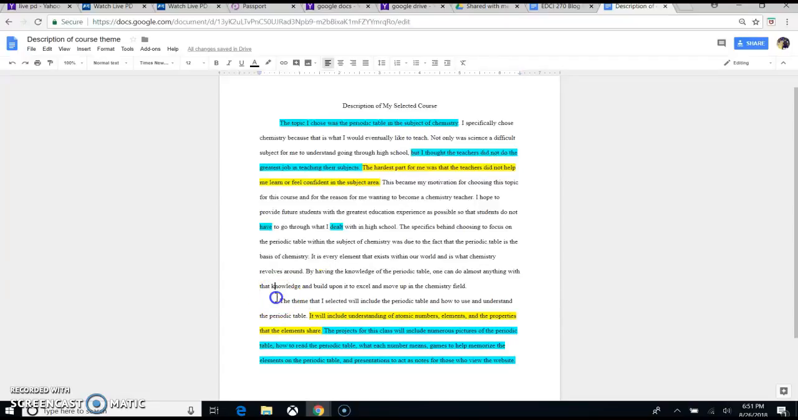And then the second paragraph down at the bottom, right there, is basically what exactly the periodic table is and what the students will learn about the periodic table.